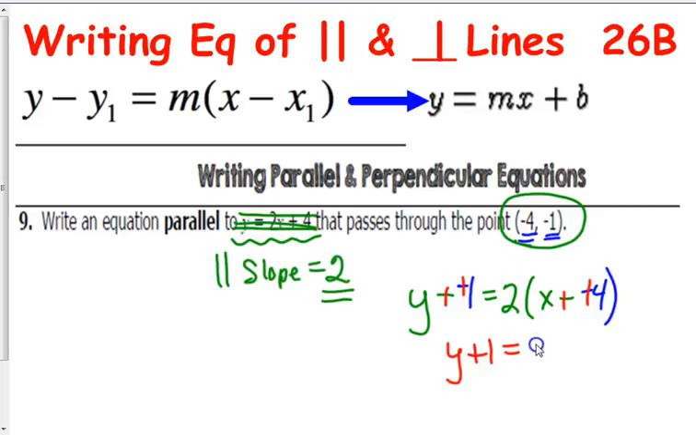Anybody getting an answer? 2x plus 7. Anybody not getting that?